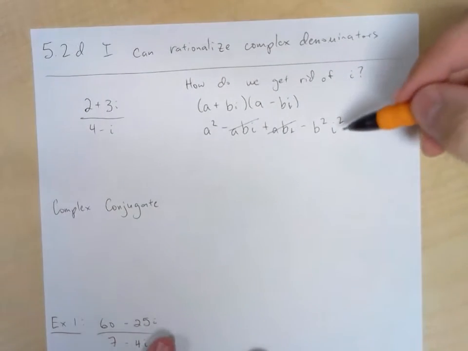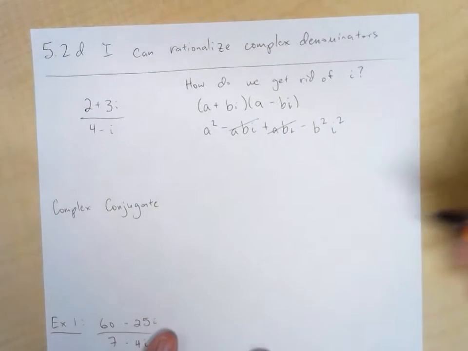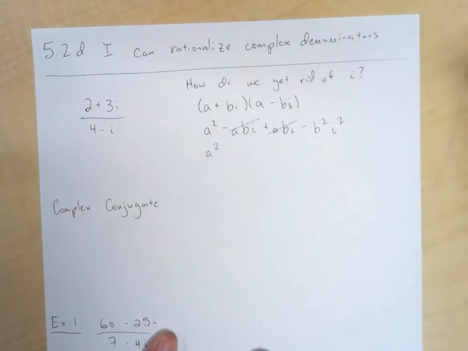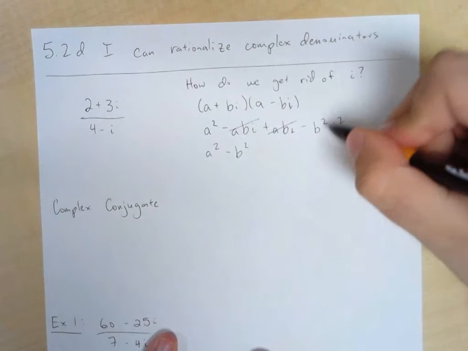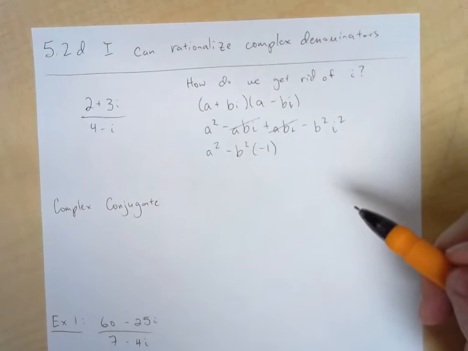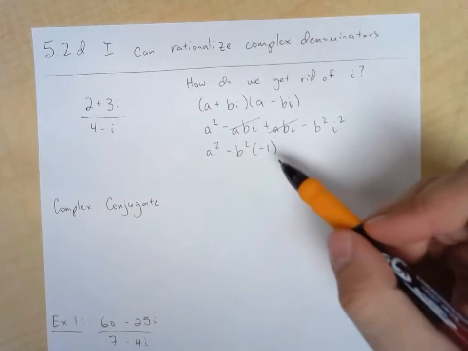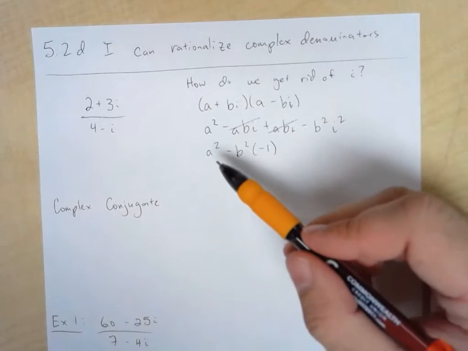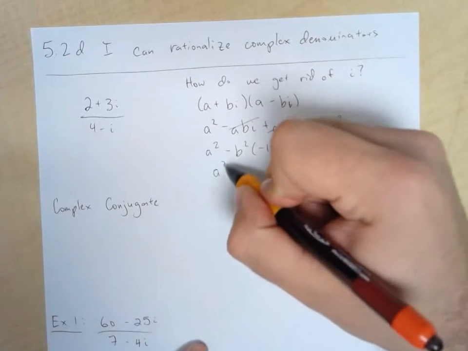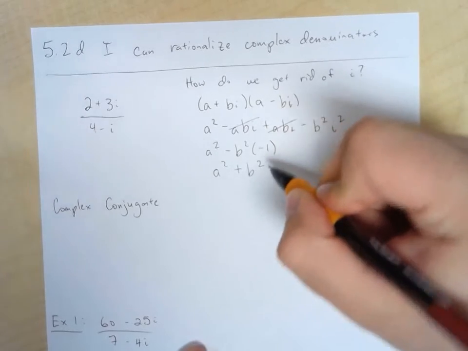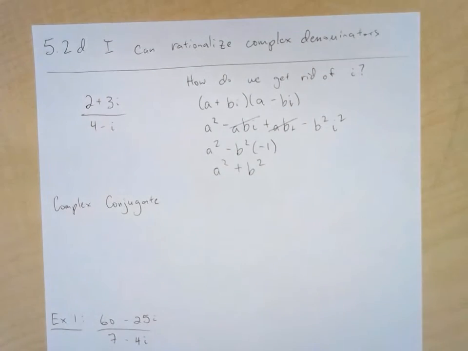We also know that i squared is equal to -1. So a squared minus b squared, and we change i squared to -1, so we're going to get a negative times a negative, which is going to give us a positive. And then whatever numbers these are, we can eventually just combine them. So here's the moral of the story.